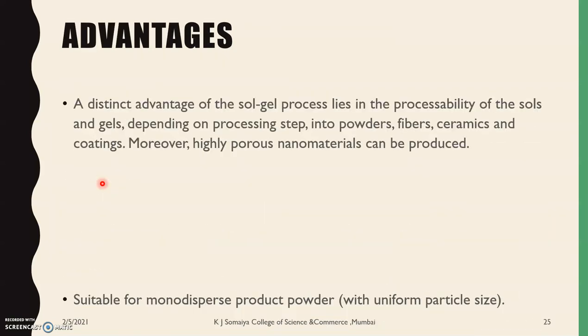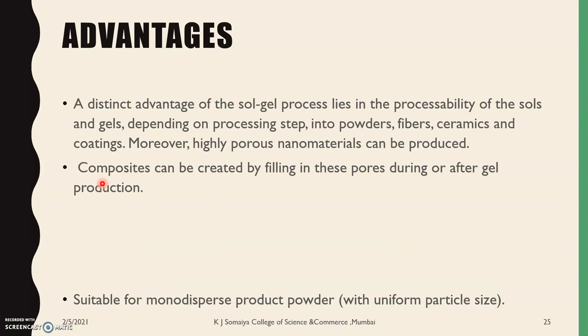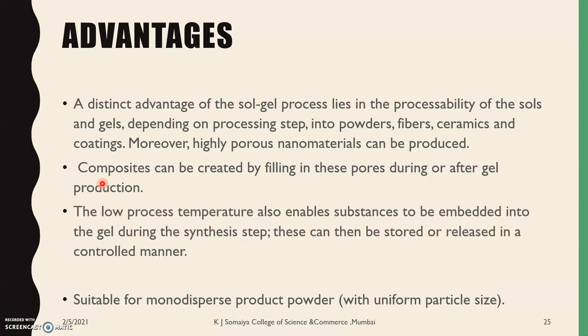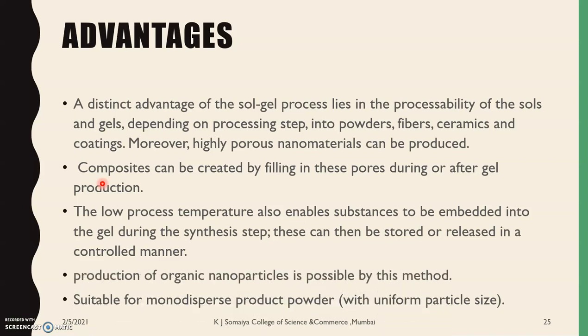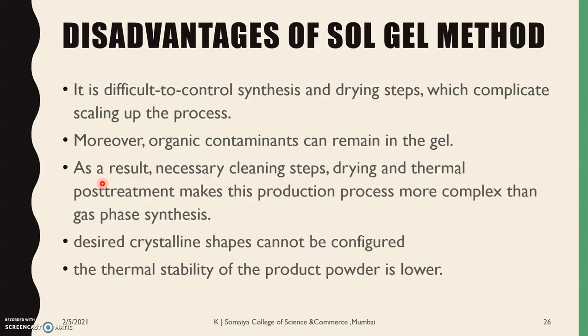So the advantages of the sol gel process are that we can easily process it and get different types of nanomaterials which are highly porous. We can create composites by filling these pores during or after gel production, and then we can do this at much lower process temperatures, and hence many substances can be embedded into the gel structure during the synthesis step, and they can be easily stored and released in a controlled manner. We get monodisperse, uniform particle size powders, and even organic nanoparticles can be synthesized by this method.